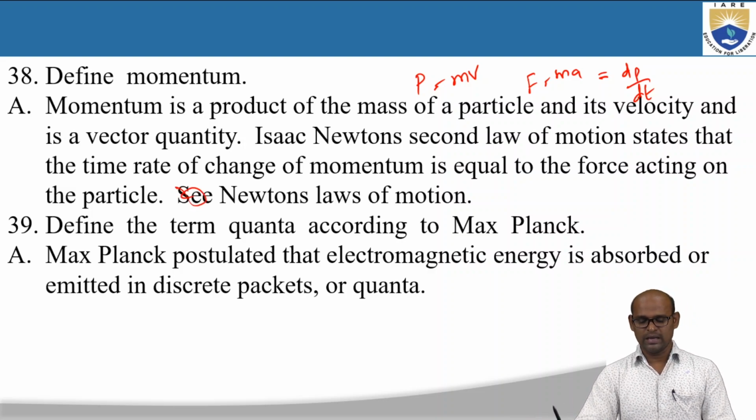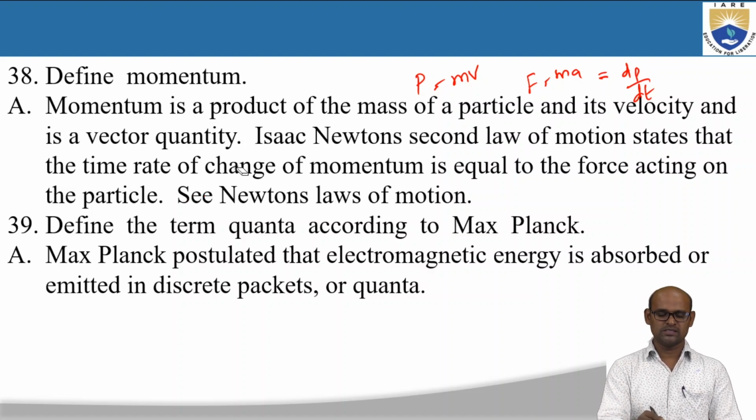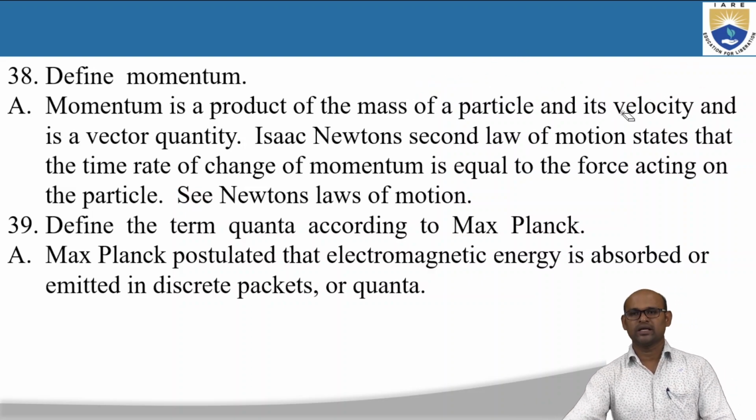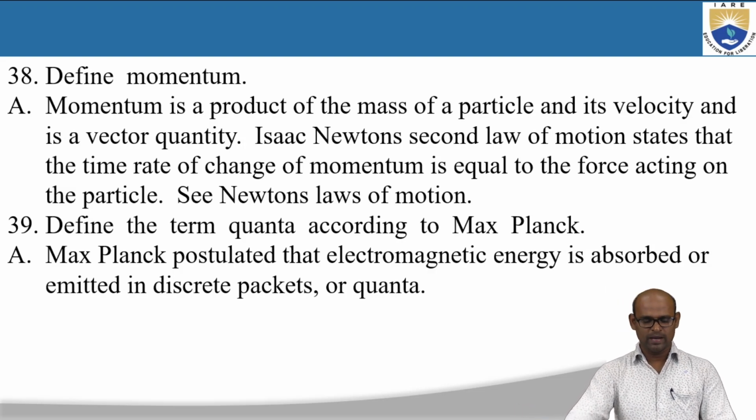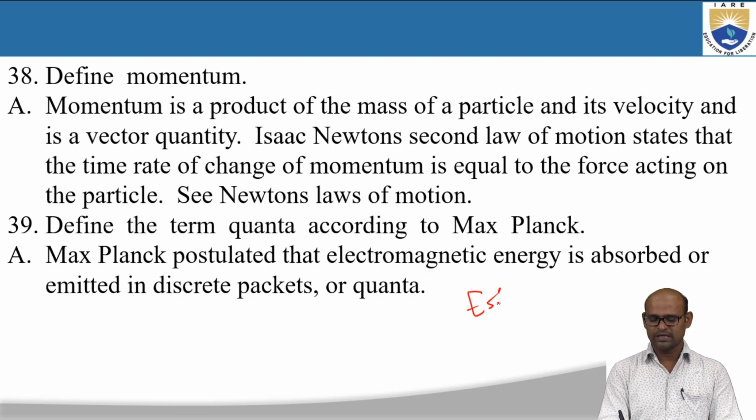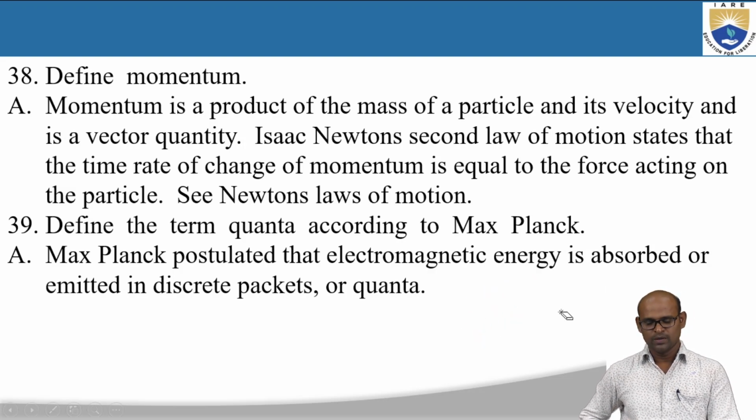Define the term quanta according to Max Planck. Max Planck postulated that electromagnetic energy is absorbed or emitted in discrete packets called quanta. So energy can be absorbed or emitted only in discrete packets, and each packet carries an energy E is equal to h into nu, and this packet is called quanta, which is named as photon by Einstein to explain photoelectric effect.